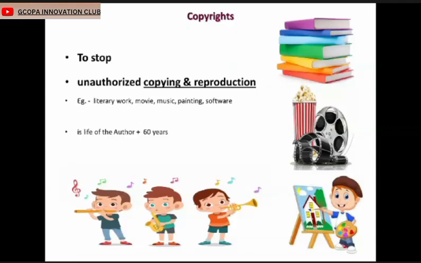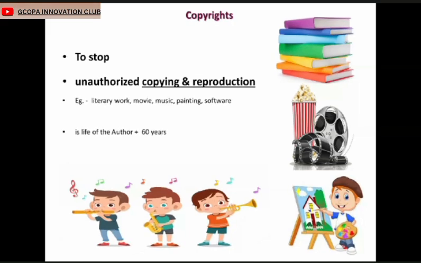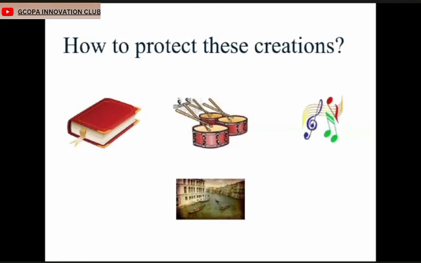Now, this is a very famous type of IP, copyrights. Copyright is all about literary, artistic, aesthetic, cinematographic, or software related content, etc. So, life of the author plus 60 years is the time period of protection of copyrights, during which unauthorized copying and reproduction could be stopped. So, all the creations like books, movies, music, painting, software are considered under copyrights.